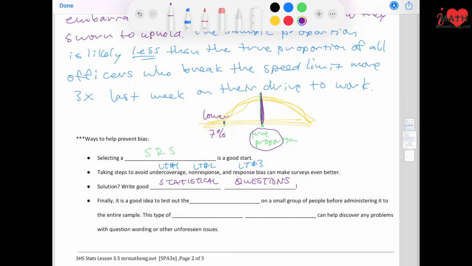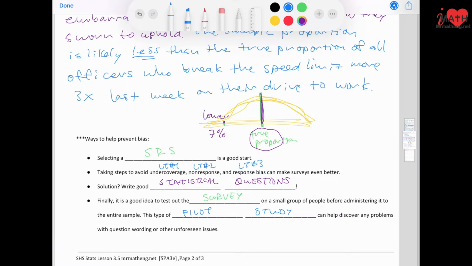Finally, it is a good idea to test out the survey. That's how you give the questions out on a small group of people before administering it to the entire sample. This type of pilot study can help discover any problems with question wording or other unforeseen issues. So you start small and then keep getting it to the bigger. Okay? All right, let's go ahead and go on to page 3.